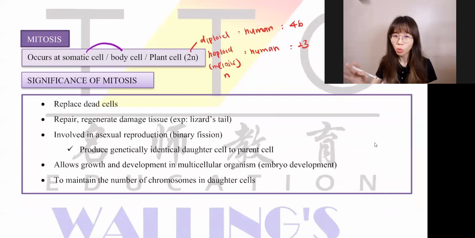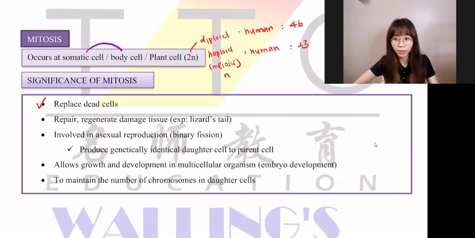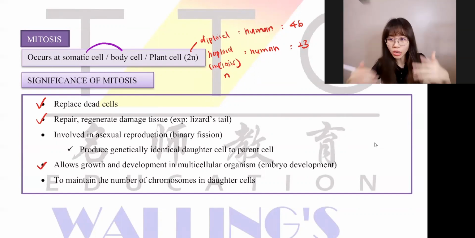Importance of mitosis. Why do you think humans need to carry out mitosis? Mitosis has a similar function to protein. What is the function of protein? To produce new cells, to regenerate and repair cells for growth and development. If you notice, the functions are the same. Repair cells, same as protein. Regenerate, repair damaged tissue, same as well. To allow growth and development, also the same. So if you don't remember the function of mitosis, maybe you can write the function of protein over here.